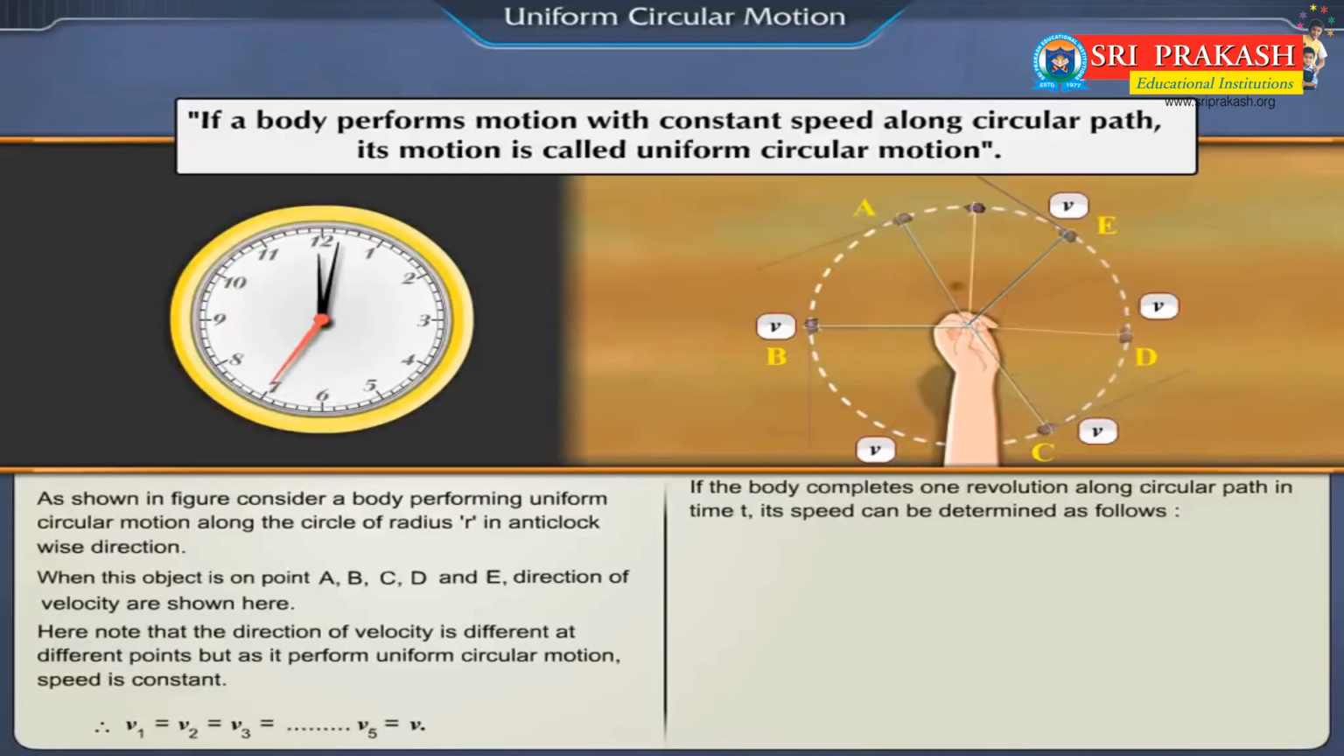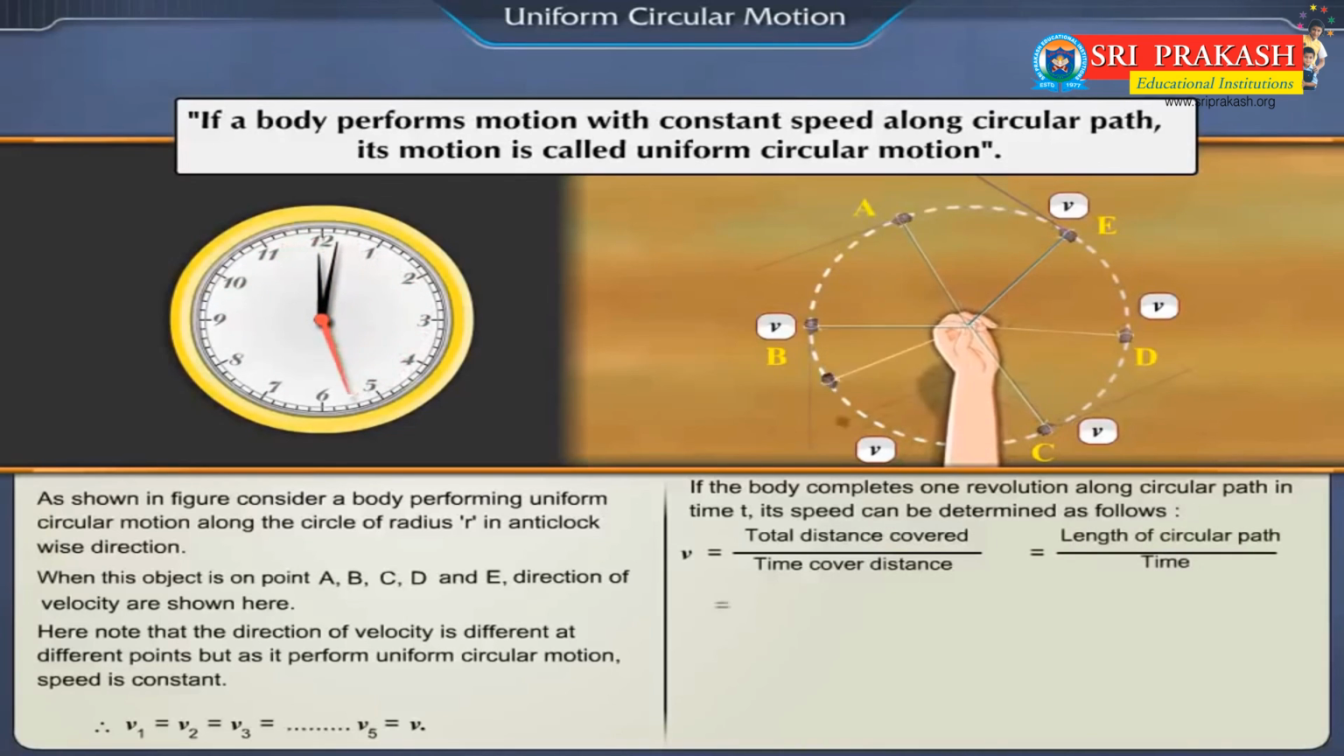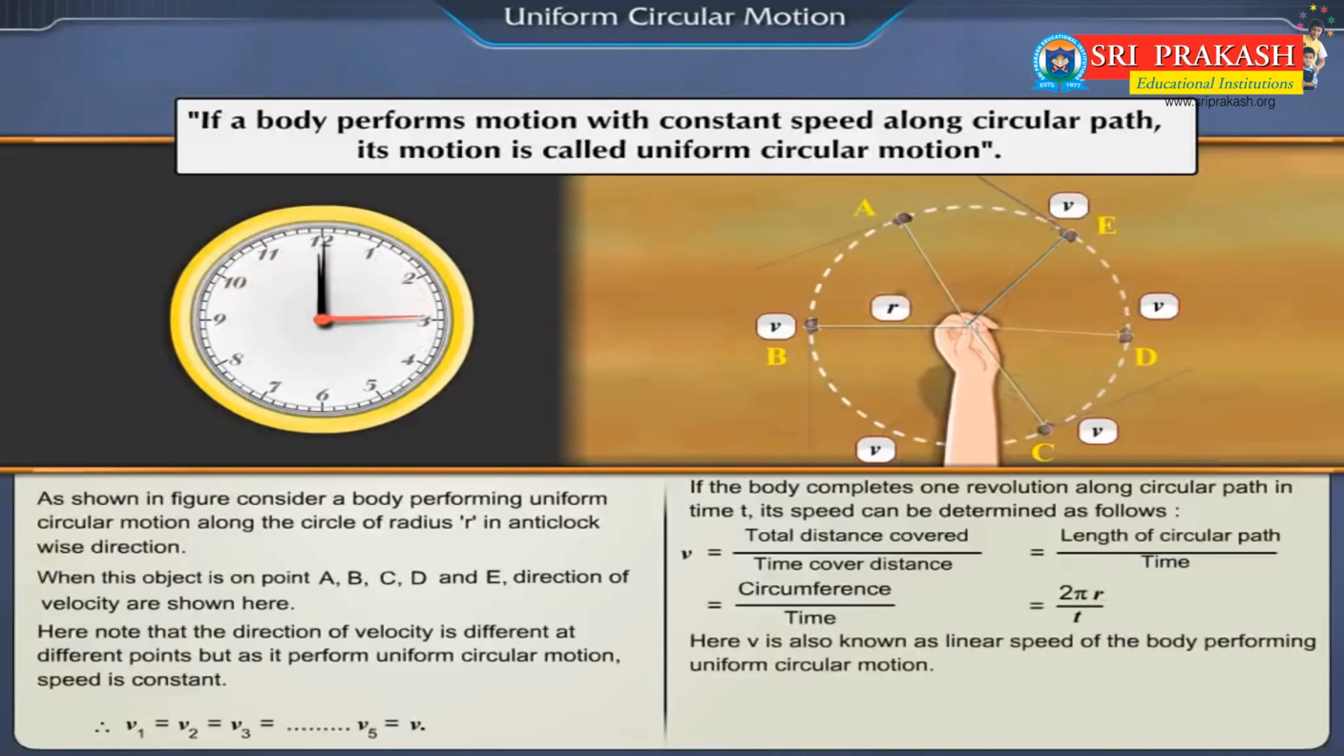If the body completes one revolution along the circular path in time t, its speed can be determined as follows. V is equal to total distance covered upon time to cover the distance, which is equal to the length of the circular path upon time, which is equal to circumference upon time. V is equal to 2 pi r upon t. Here, V is also known as the linear speed of the body performing uniform circular motion.